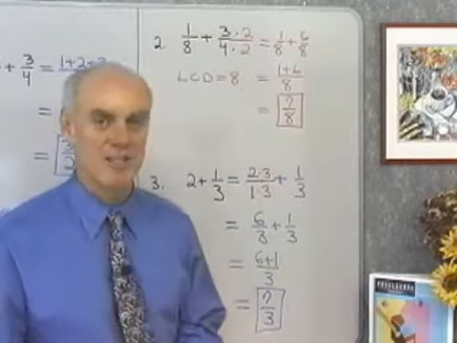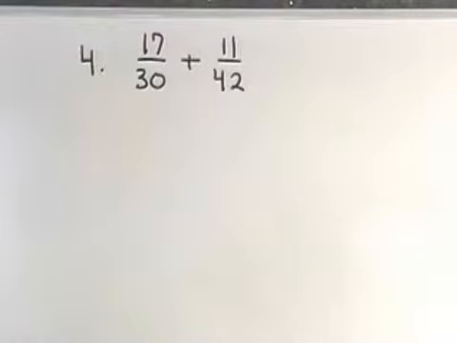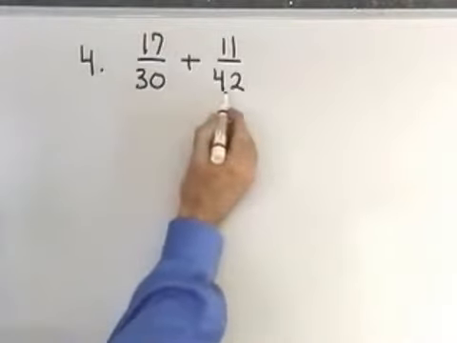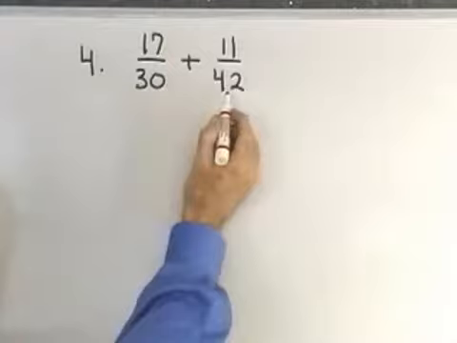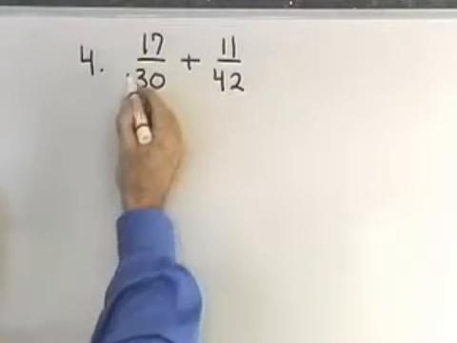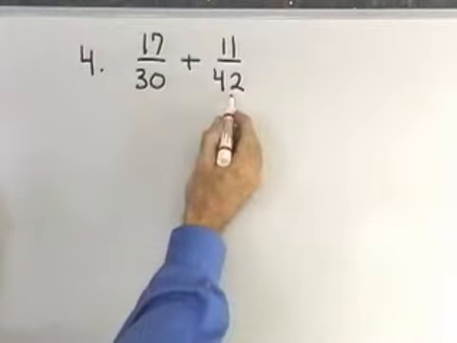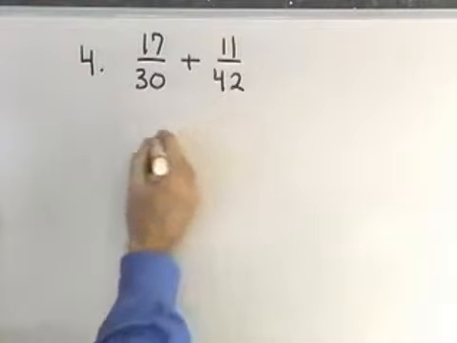Let's look now at our next example. I want to add 17/30 and 11/42. Now, I can't see just by looking at these what's the smallest number that is divisible by 30 and also by 42. So what I'm going to have to do is write these denominators in factored form and build a least common denominator from them.